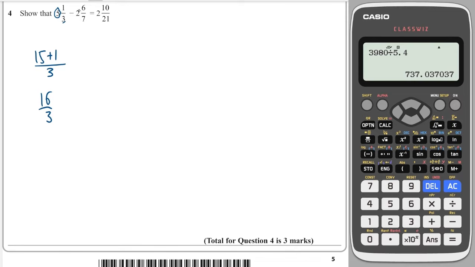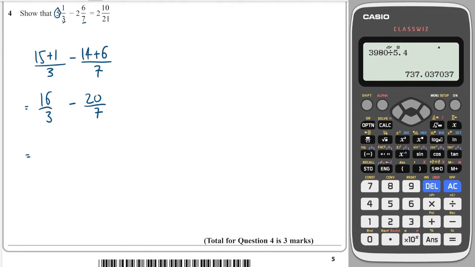And let's look at this. We've got 2 wholes and we're trying to put them into sevenths. Well, how many sevenths can you fit into one whole? 7. So into 2 wholes, 14. And we've got 6 over there as well. So that is a total of 20 sevenths. There's a subtraction sign between them.